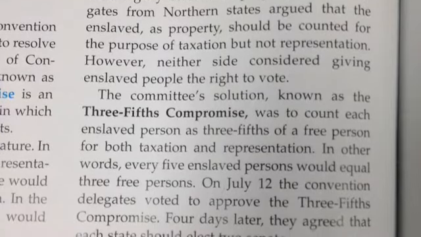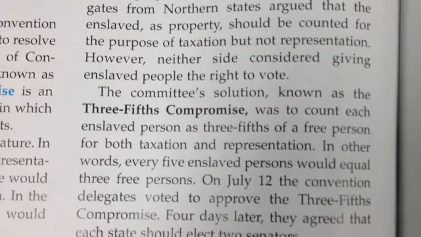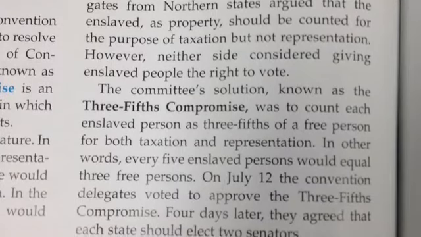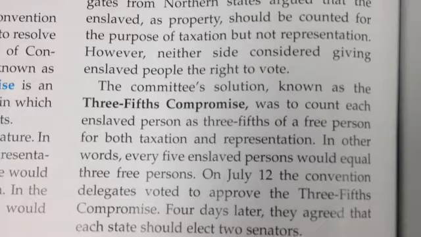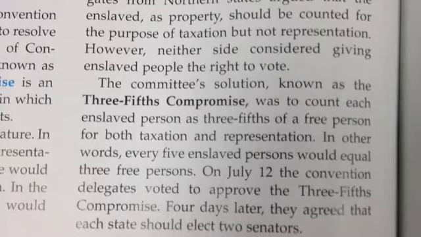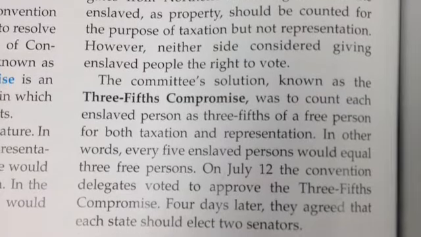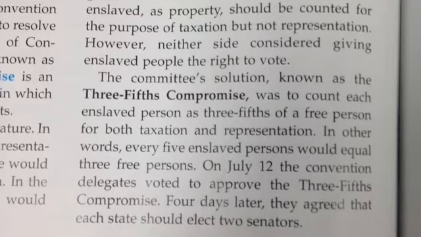On July 12th, the convention delegates voted to approve the Three-Fifths Compromise. 4 days later, they agreed that each state should elect 2 senators. So let's go ahead and go up to the board and take a look at how this Three-Fifths Compromise impacted our nation.